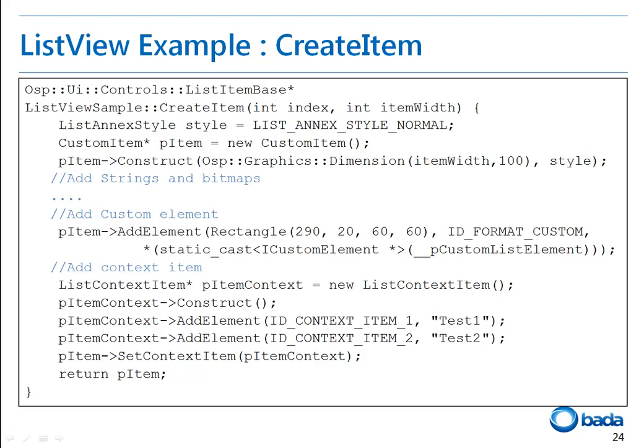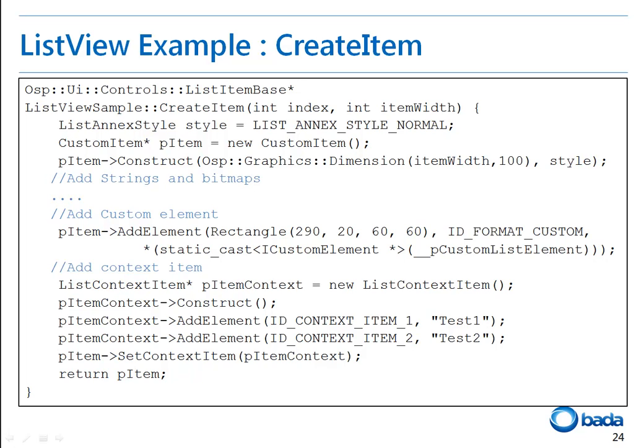Next, I've shown the implementation for creating the custom item. The callback createItem is called whenever the framework needs to create a new item which is visible. First, the custom item is constructed with the specified rectangle coordinates and the normal style. To add elements to the custom item, the addElement method is used. As shown here, the custom element is added with the specified rectangle. The variable _pCustomListElement added here is an object of the class derived from iCustomElement.